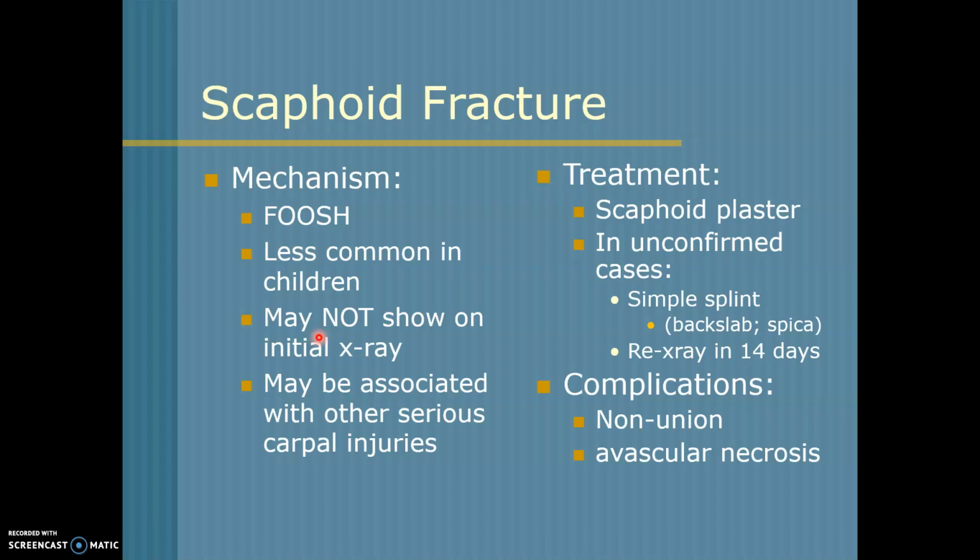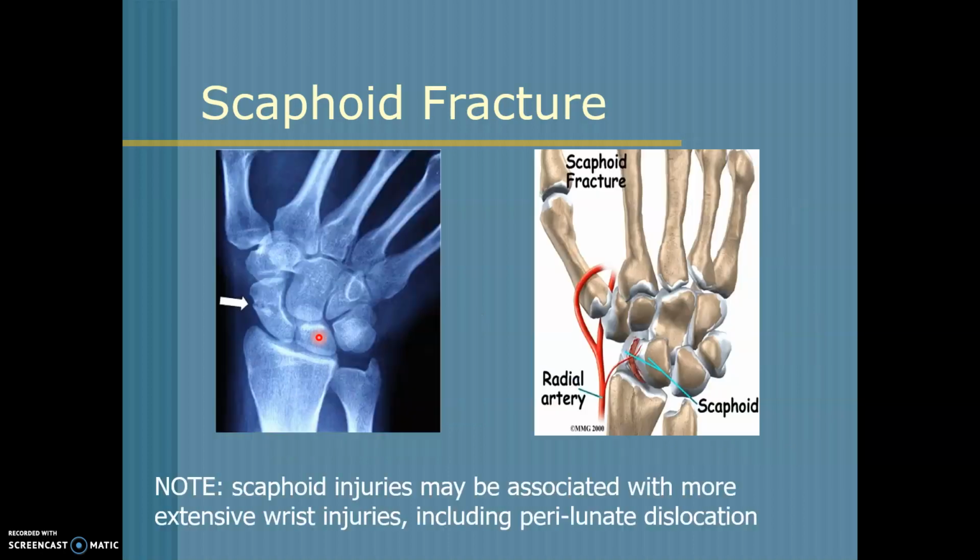Traditionally we talk about a scaphoid plaster, but we can use just normal splints such as a back slab or a thumb spica. We re-X-ray in 14 days, and if this is inconclusive or the symptoms persist, we may do further investigations such as an MR scan. Complications may include non-union or avascular necrosis. Here's an example of a scaphoid fracture, and the picture on the right shows the blood supply to the scaphoid bone.